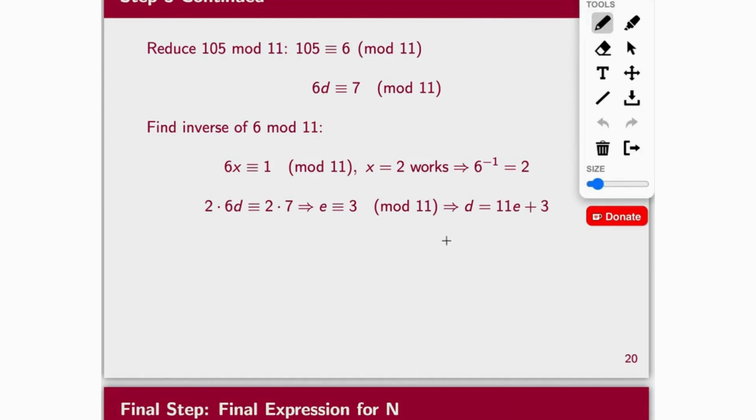Oh, right. So we get D is equal to 11E plus 3 because we find out that E is 3 mod 11. It's 3 mod 11 because we multiplied both sides by 2, so this became 14, and 14 mod 11 is 3, which is how we got the 3 here. And we can rewrite it algebraically as D is equal to 11E plus 3.